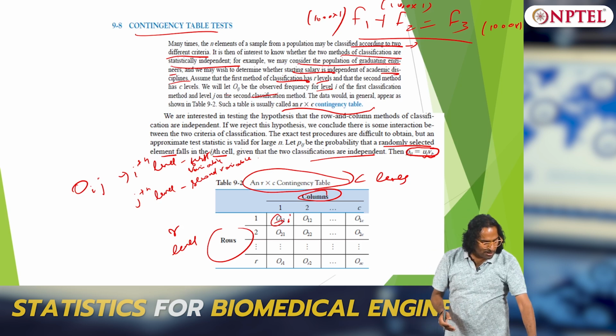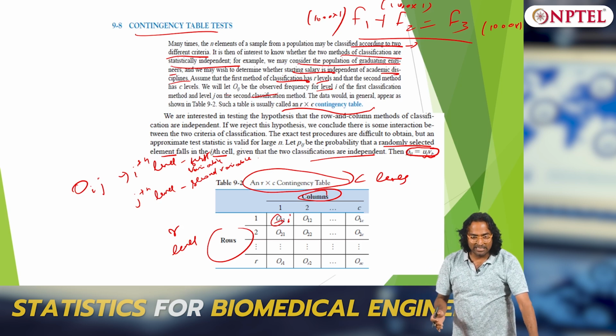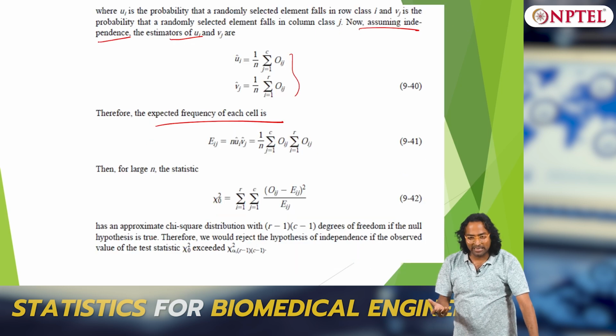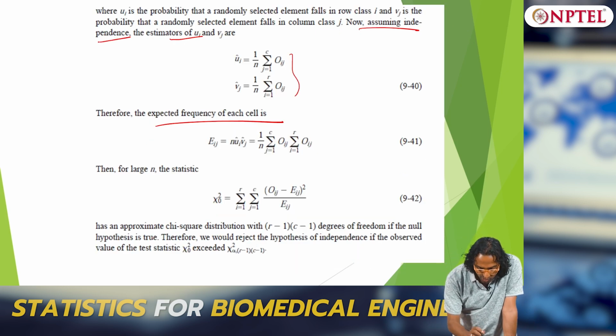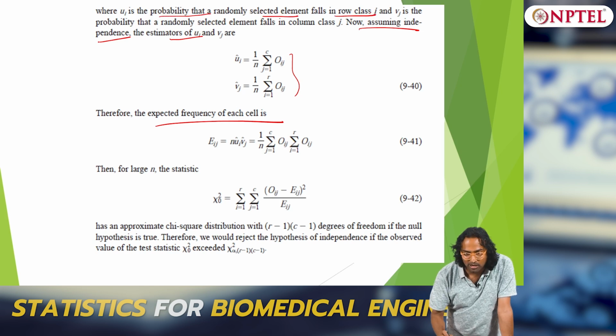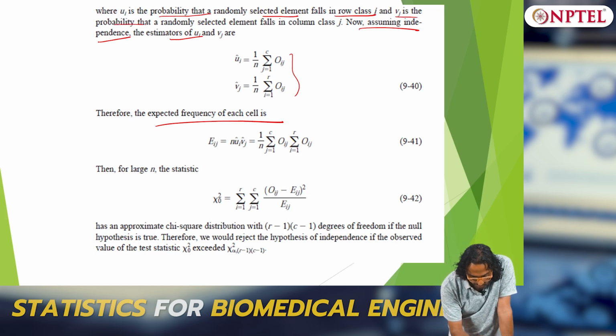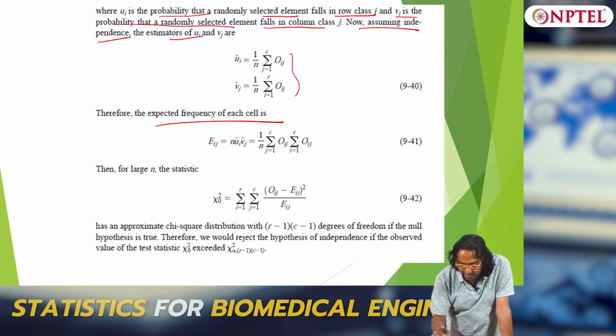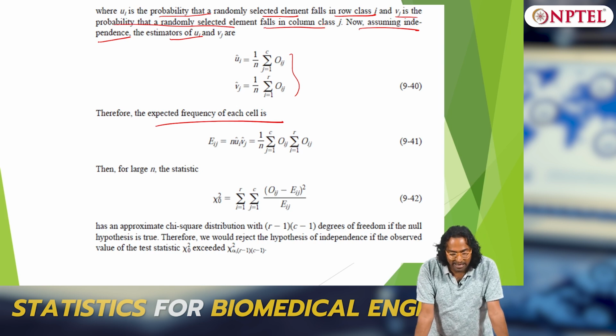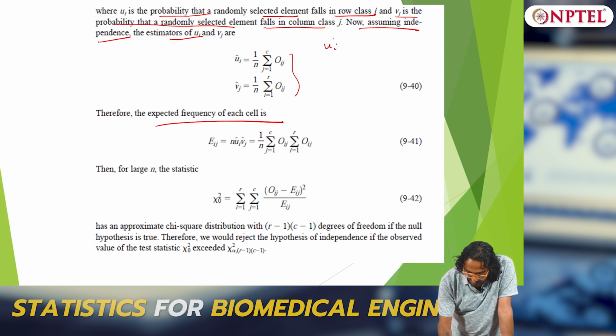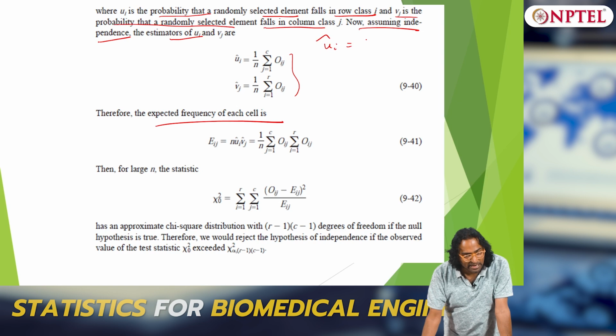ui is the probability for the row and vj is the probability for the column, assuming they are independent. So what is ui? ui is the probability that a randomly selected element falls in row class i, and vj is the probability that a randomly selected element falls in column class j. What is ui hat? What is a good estimator of ui hat?